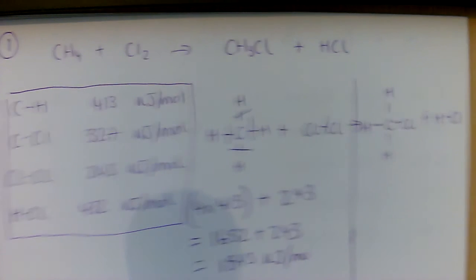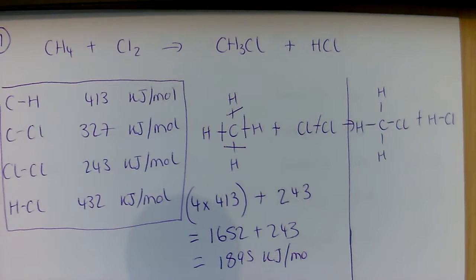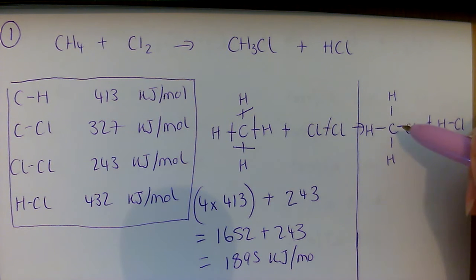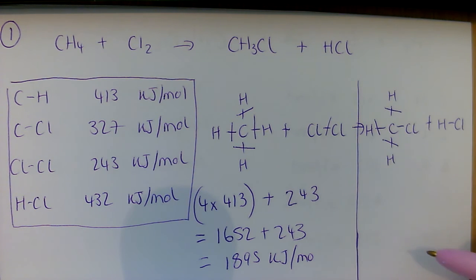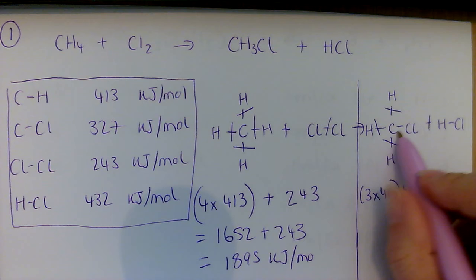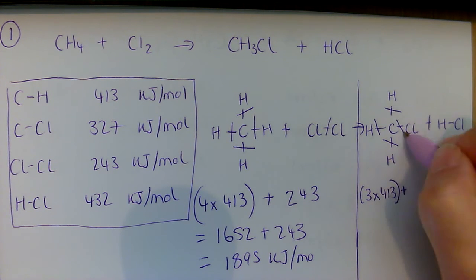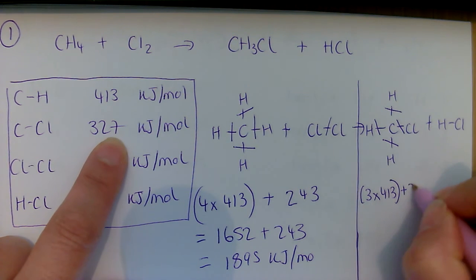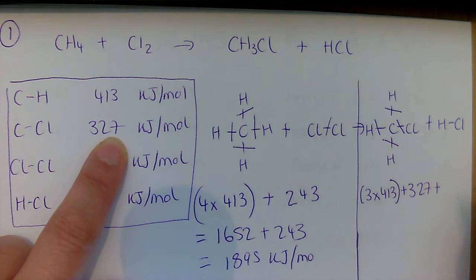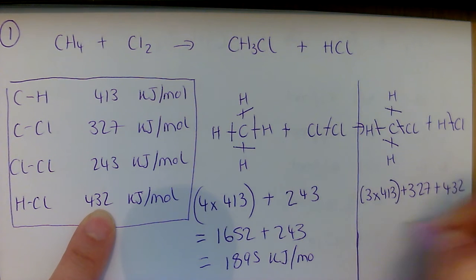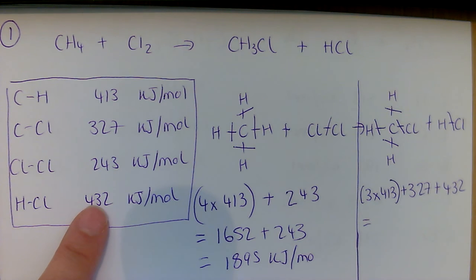So that's how much energy is taken in to break all of those bonds in the reactants. And now we need to work out how much has been given out making the bonds in the product. So this time I've got 1, 2, 3 carbon-hydrogen bonds. So it's going to be 3 lots of 413. And I've now got 1 carbon-chlorine bond that I didn't have before. If I look in my table, I can see that a carbon-chlorine is 327 kilojoules per mole. And I've got 1 hydrogen-chlorine bond, which is 432. So again, you just do the maths and add those up.